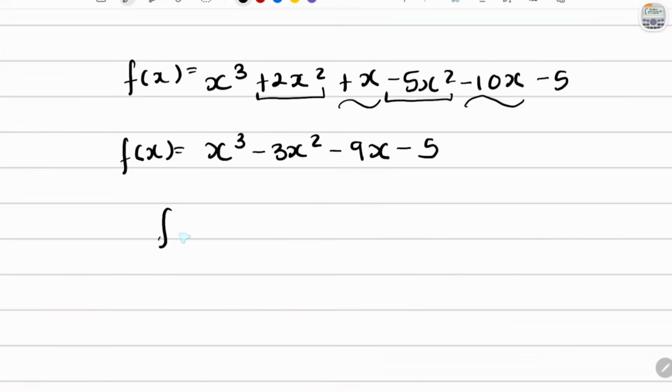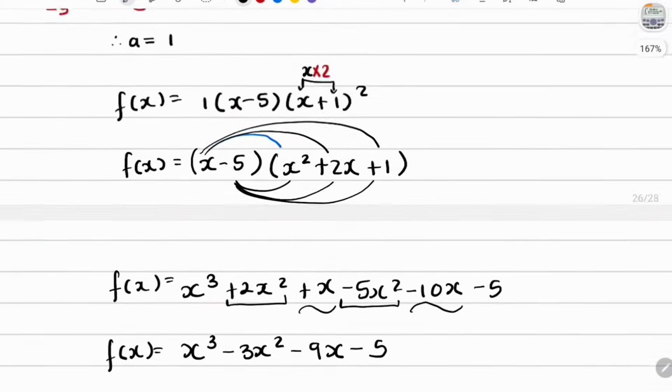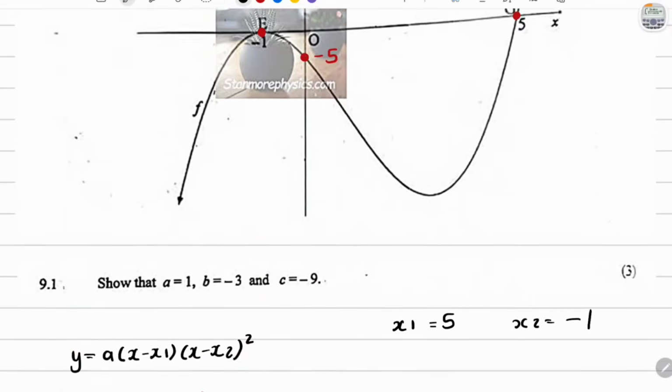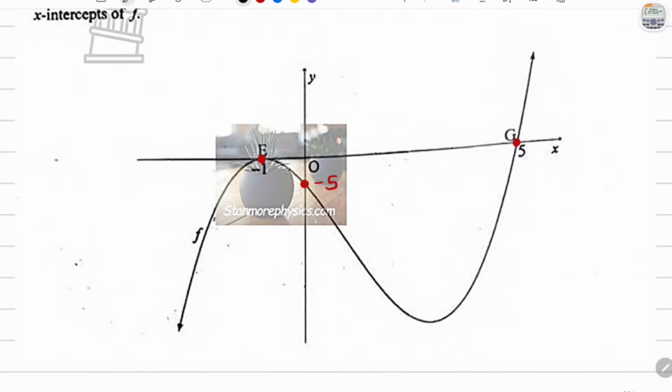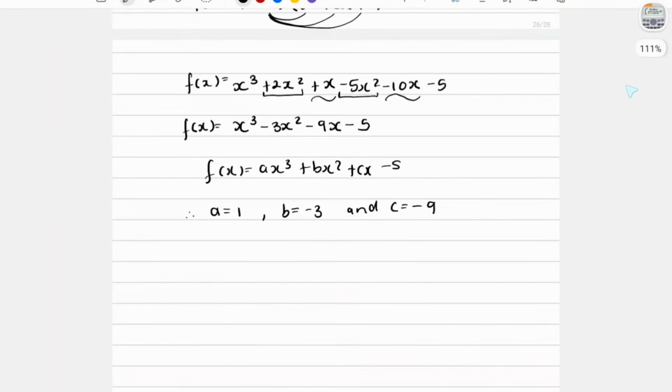Because they told us that f of x was equal to ax cubed plus bx squared plus cx minus 5, it therefore means that a is 1. As you can see, the coefficient is 1. We already found a. B is negative 3. And C is negative 9, just as they have said it is. Okay, so the key thing here, I know many students struggle with this. The key thing is look at your graph, look at what they gave you. Based on that, you're going to use a particular formula. So that's 9.1, and we finally move on to the next question.